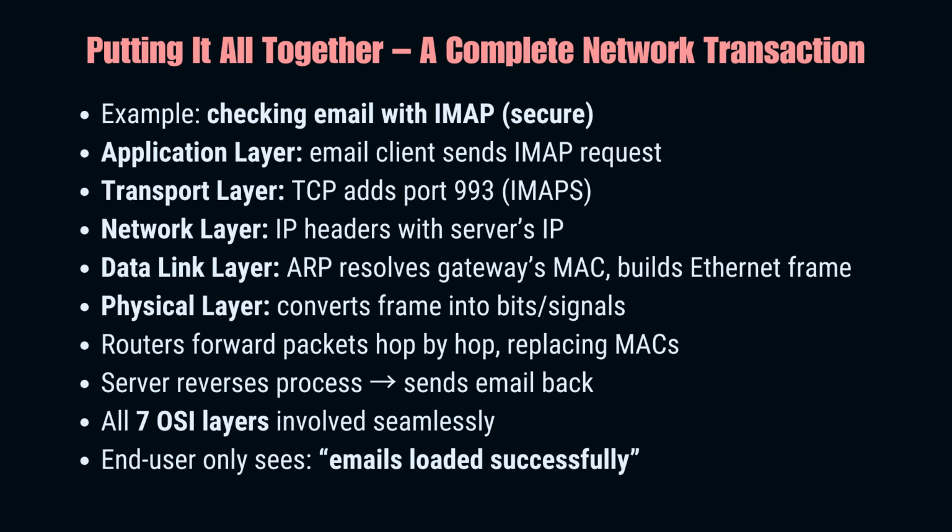At the data link layer, your computer uses ARP to find your router's MAC address. Then, this creates Ethernet frames. The physical layer converts these to electrical signals on your Ethernet cable. Your router examines the destination IP, consults its routing table, and forwards the packets toward your ISP. This process repeats at each router until packets reach your mail server. The mail server reverses this process, sending your emails back through all 7 layers. Your email client displays the messages, and you never think about the complex infrastructure that made it possible. This is the magic of layered networking, complexity hidden behind simple interfaces.